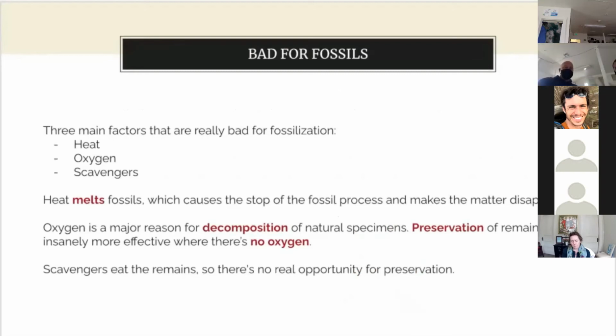We want the remains to remain intact for as long as possible, allowing the minerals to replace the parts or whatever process entails for its type of fossil. Preservation of remains is insanely more effective when there's no oxygen, meaning at the bottom of bodies of water that have much less oxygen and fine mud. And of course, we don't want scavengers that will eat the remains.